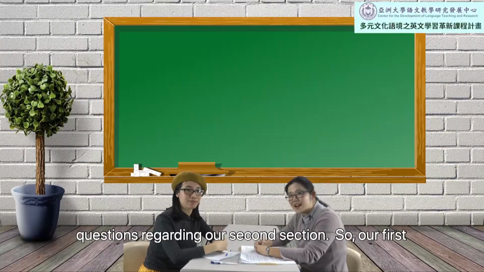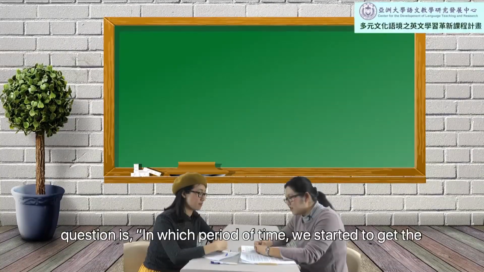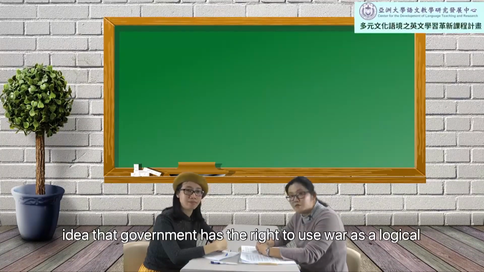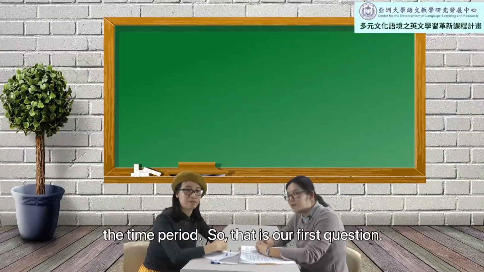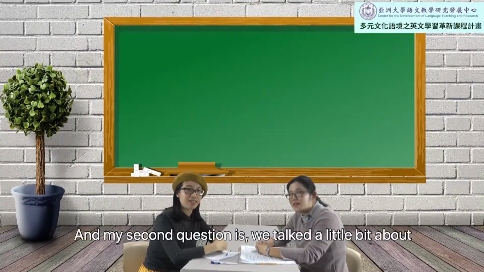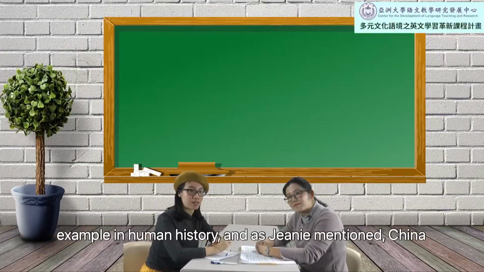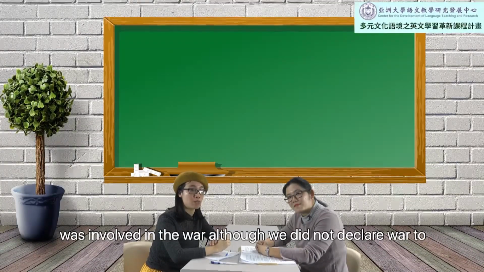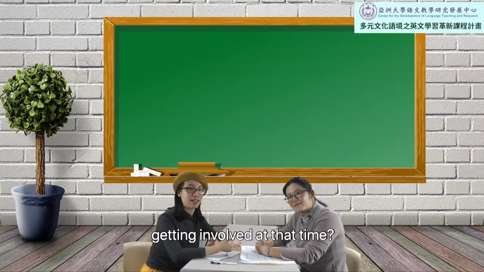Now we have two questions regarding our second section. Our first question is, in which period of time did we start to get the idea that a government has a right to use war as a logical or political tool for its foreign policy? Please name the time period. And my second question is, we talked a little bit about World War I, which is a very special example in human history. As Ginny mentioned, China was also involved in that war, although we didn't declare war on other countries. So what happened? Why was China involved at that time?